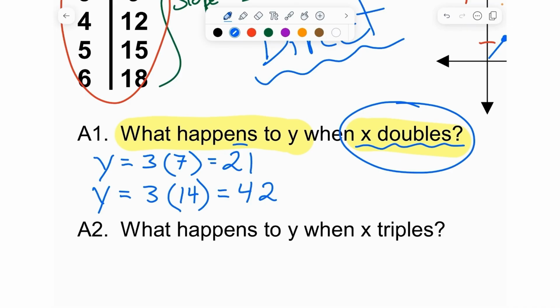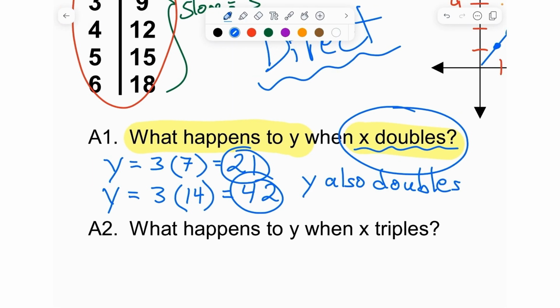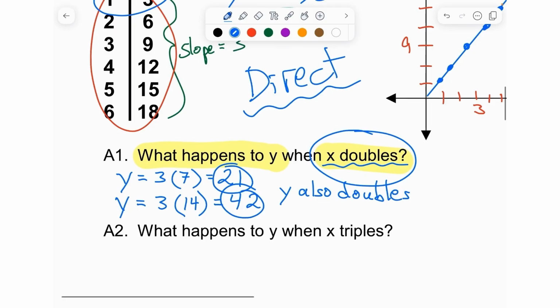Why are we not surprised to see that? Well, what happens to y when x doubles? Well, 21 goes to 42. It looks like it also doubles. And of course, we kind of knew that this was going to be the case because remember, when you have direct variation, you have the same kind of change.